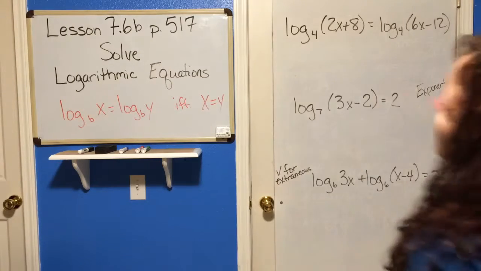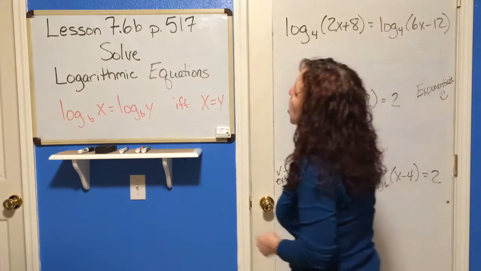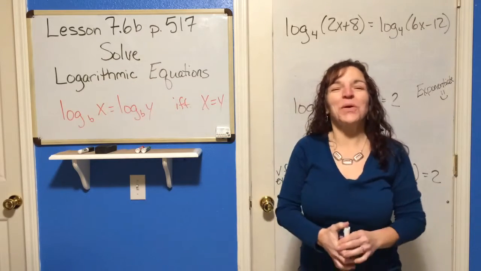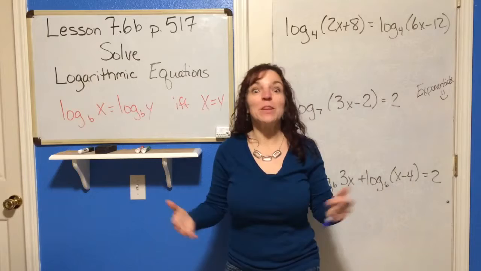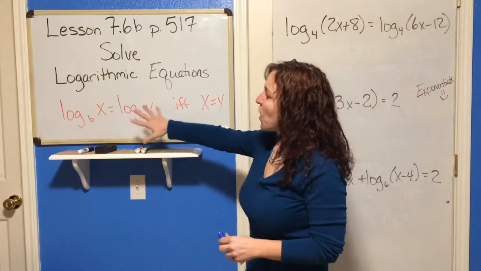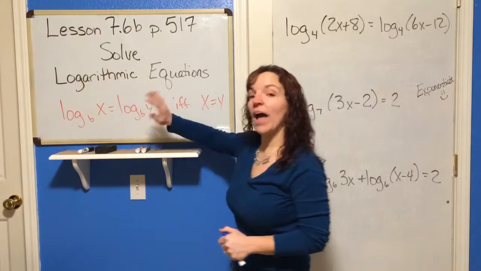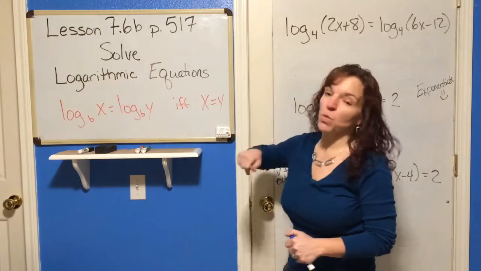Second half of section 7.6 is solving logarithmic equations. Obviously, logarithmic equations are going to be equations that have logarithms in them. Let's see. So our basic statement is going to be log base b of x equals log base b of y if and only if x equals y.